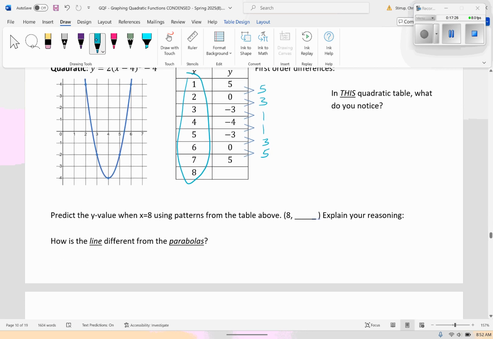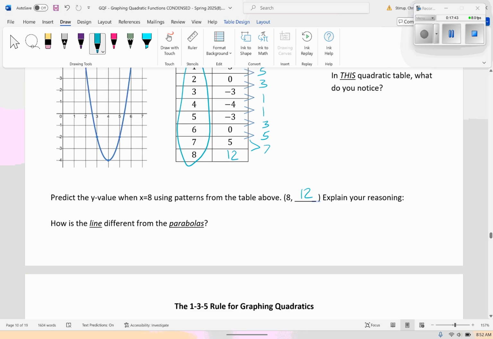All right, predict 8 using the patterns. So this would be 7. So that would be a 12. So 8 comma 12. So how is a line different than a parabola? A line will grow at the same rate in the y direction, whereas the parabola grows at a different rate and it kind of rebounds.